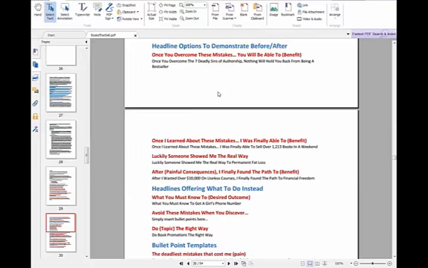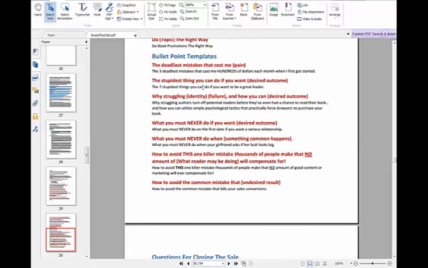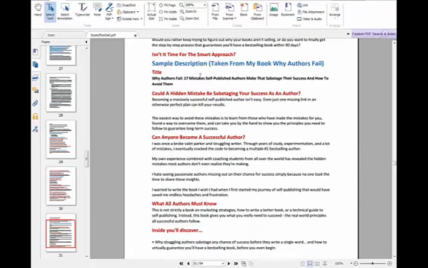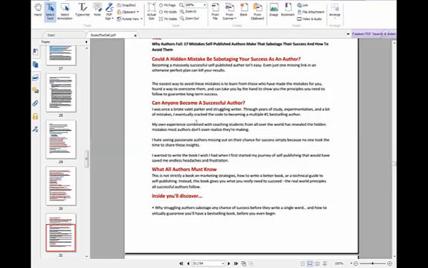Headline options to demonstrate before and after. So you'll see what all of this stuff is. At this point, you should get it. And then the sample description is actually a real description I use in the book, Why Authors Fail, which I've recently updated to include this section. I didn't have this section before.